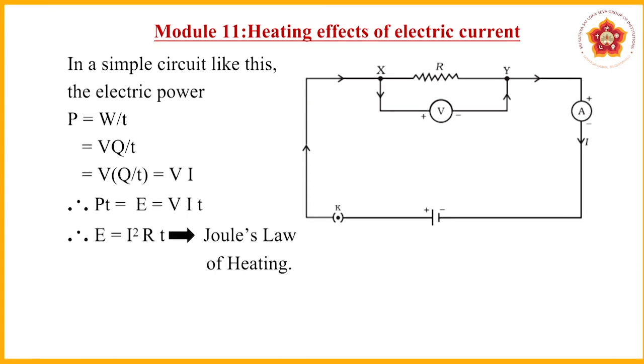Similarly, take the filament of a bulb. After a few hours of the bulb being functional, if you touch the surface of the bulb, we can feel the heat. So, the energy of the electrical current also converts itself into heat energy. Now, look at this simple circuit shown here. A simple resistor, a switch, an ammeter connected in series, a voltmeter connected in parallel, and a battery which is driving the current.